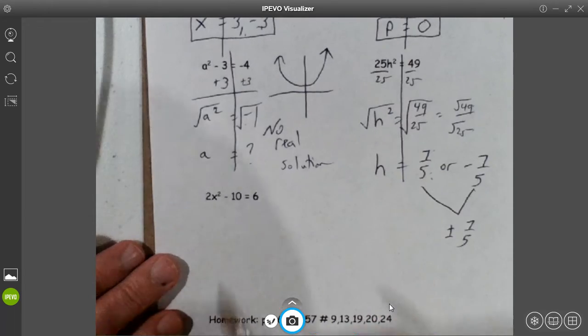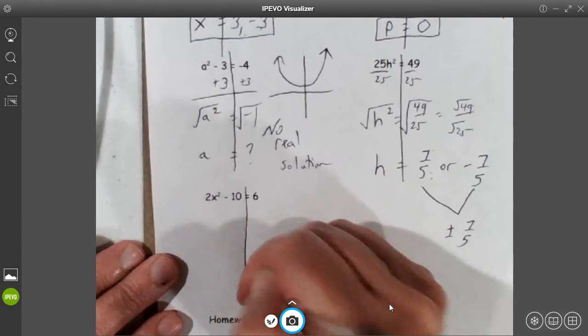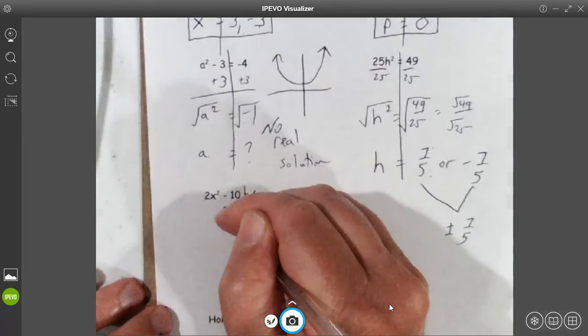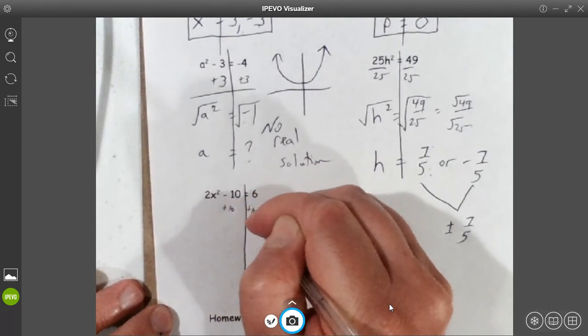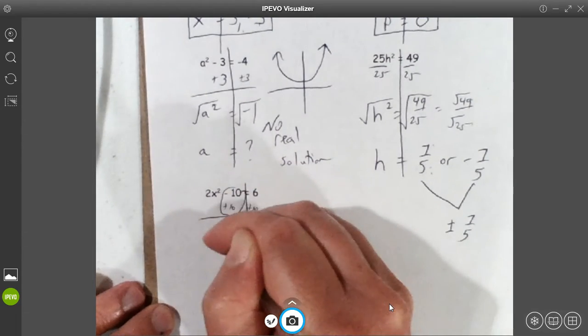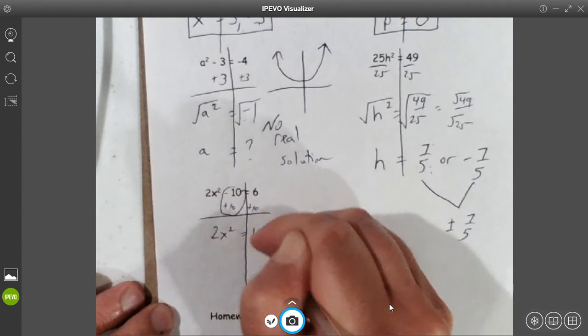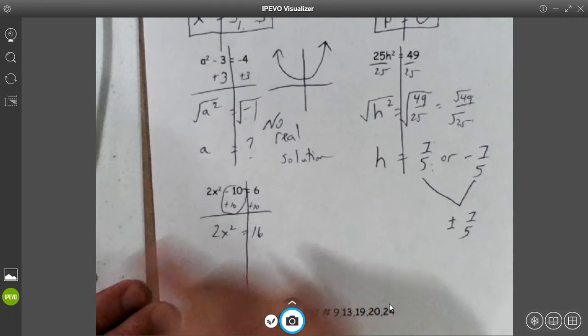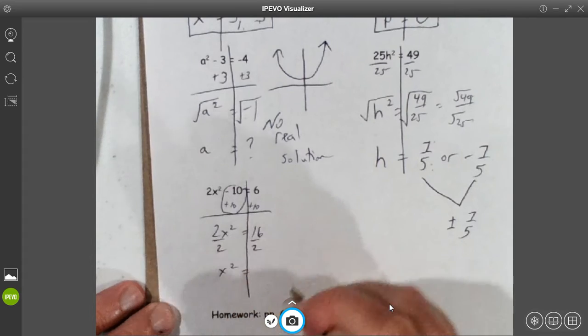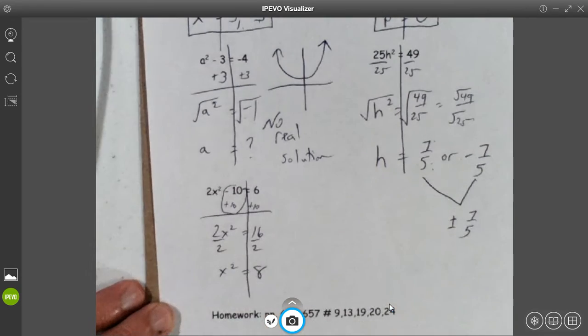Now, some of them are going to get a little bit trickier here. All right, it almost looks like a two-step here. So I do addition and subtraction first. I add 10 to both sides. So these are going to zero out. I get 2x squared equals 16. I divide by 2 on both sides. I get x squared equals 8.